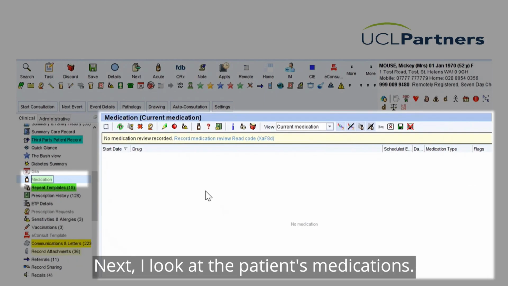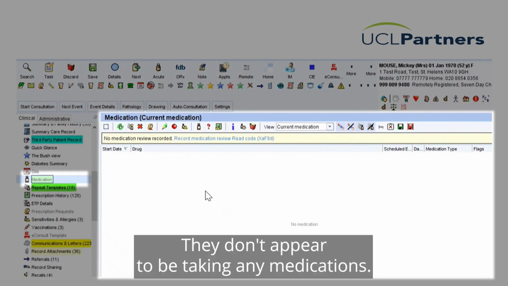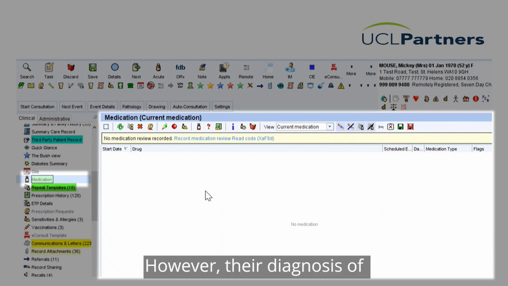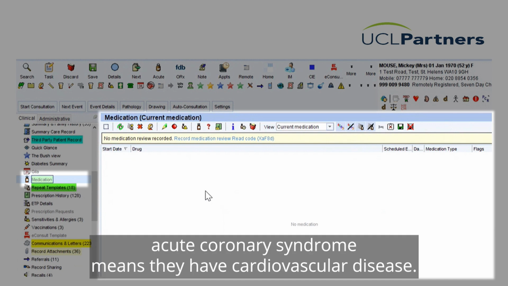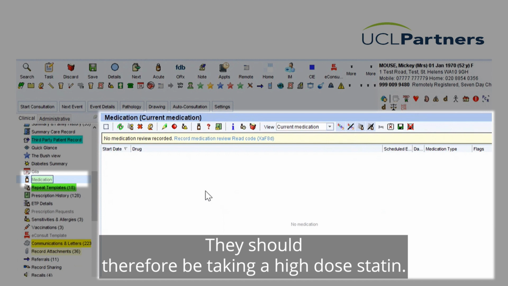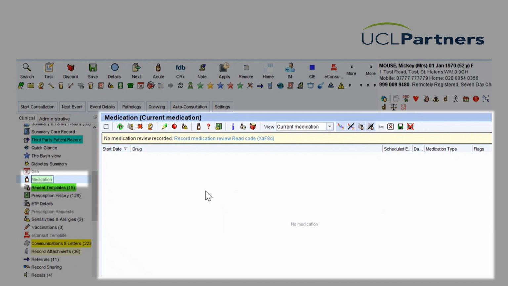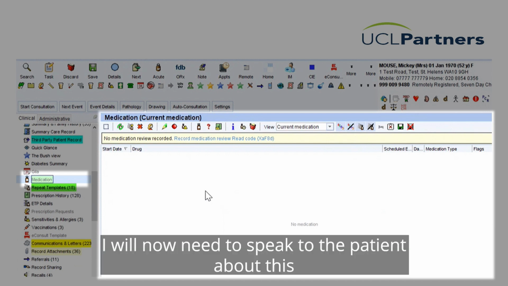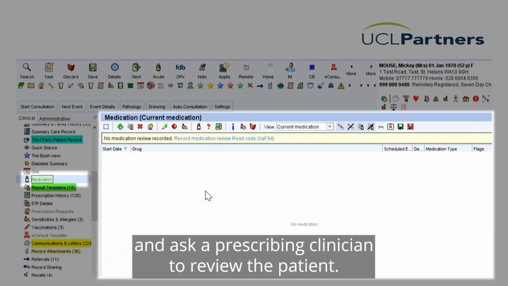Next, I look at the patient's medications. They don't appear to be taking any medications. However, their diagnosis of acute coronary syndrome means they have cardiovascular disease. They should therefore be taking a high-dose statin. I will now need to speak to the patient about this and ask a prescribing clinician to review the patient.